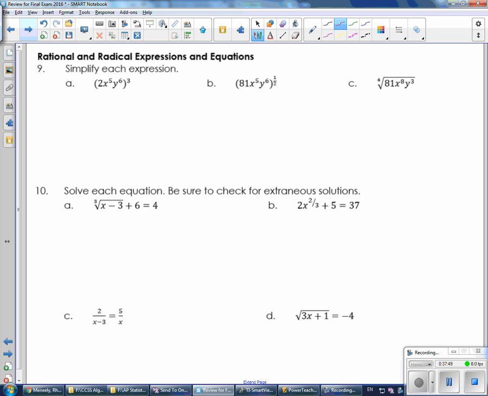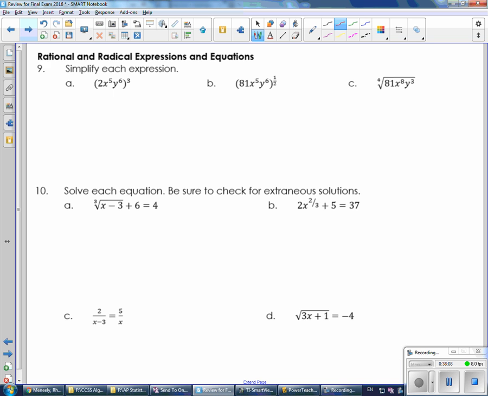Okay. Numbers 9 and 10 deal with our rational exponents and radical expressions, properties, and solving equations. So in number 9, you're asked to simplify each expression. So in letter A, we have a product, 2 times x to the 5th times y to the 6th, that we're raising to the 3rd power.